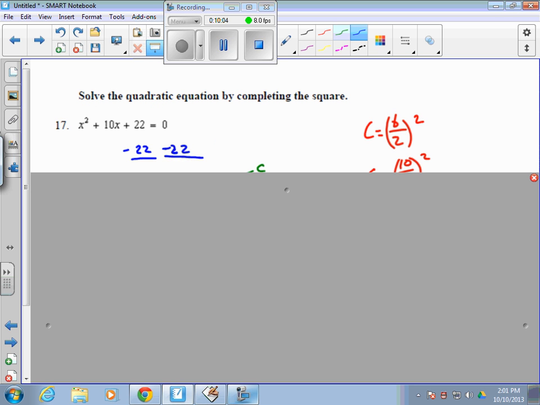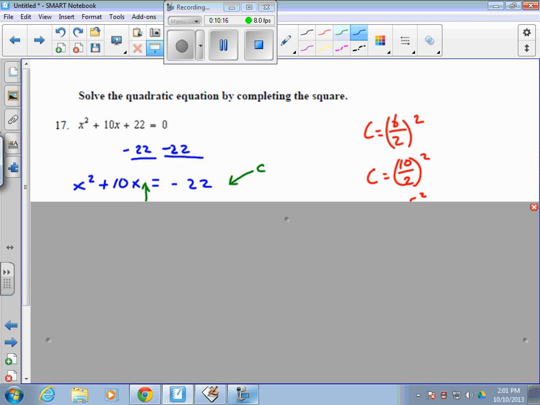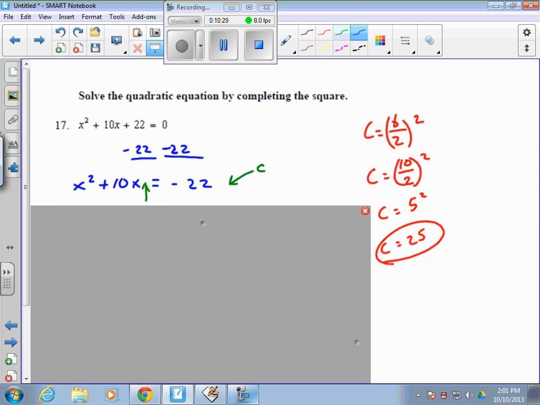It says solve the quadratic equation by completing the square. First off, you have to make it say ax squared plus bx plus c. c is not a perfect square, 22. So we have to move plus 22 over by subtracting 22. When you subtract 22 from both sides, you get x squared plus 10x equals negative 22. So we have to find the value of c. And off to the right, you take b and you divide it by 2 and square it. b divided by 2 is 5, and 5 squared is 25.